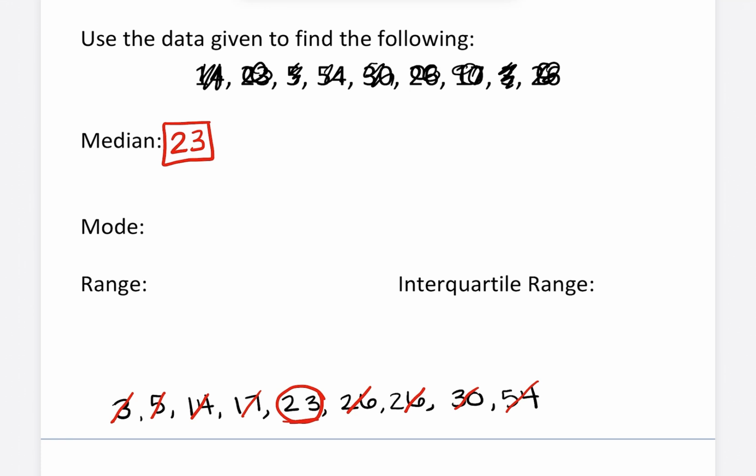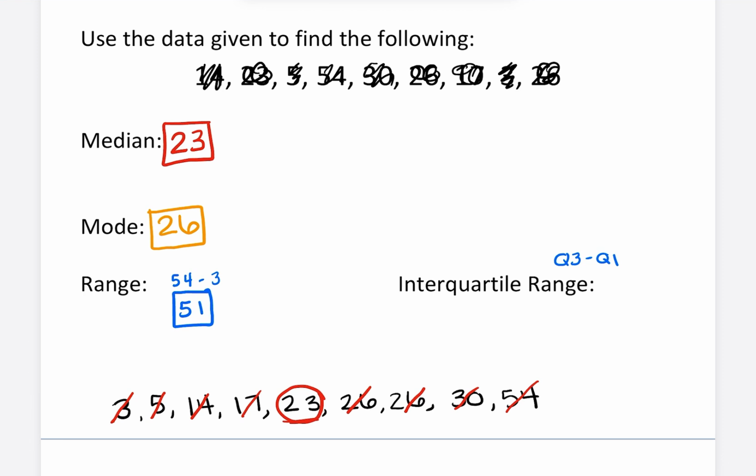All right, mode is most written. So which one was written the most? 26. Good, it was written twice. All right, range, big minus small. So 54 minus 3. We hopefully know that is 51. Very good. And then interquartile range, that is Q3 minus Q1.